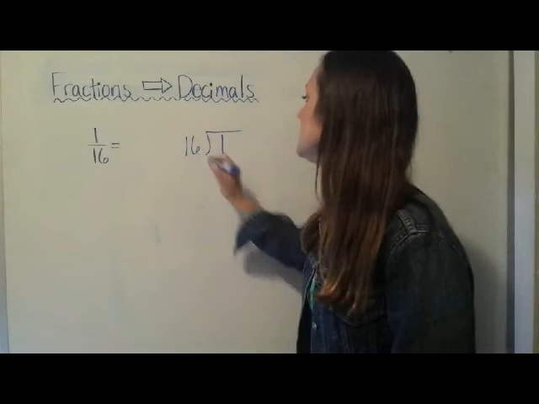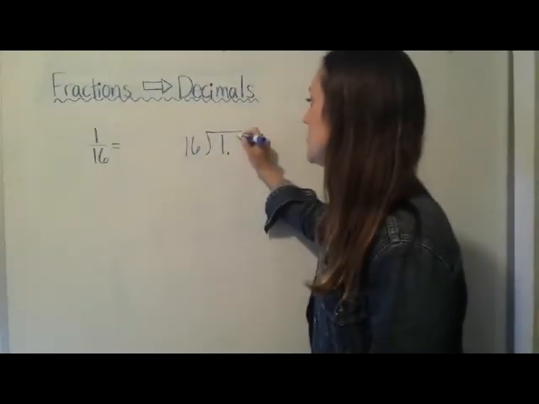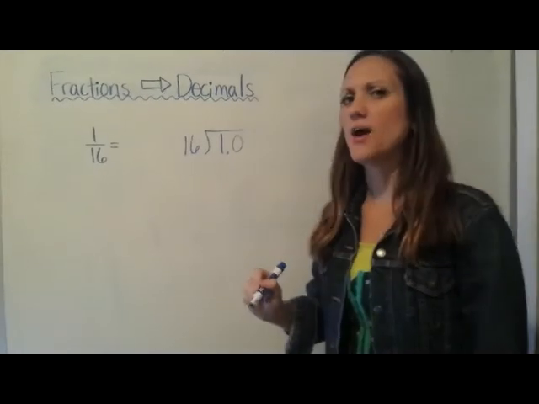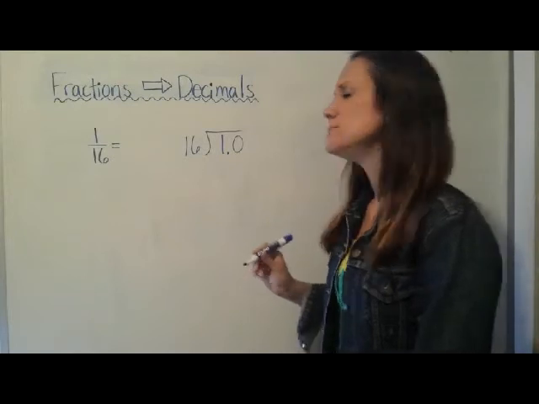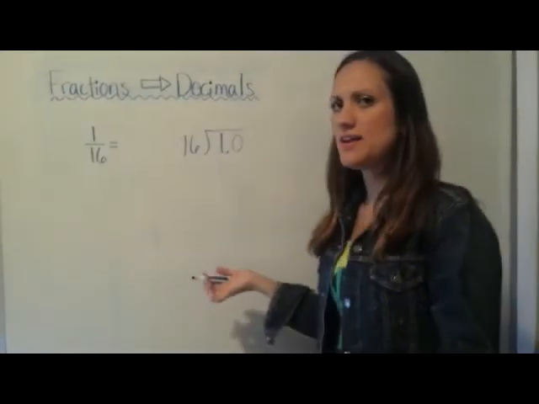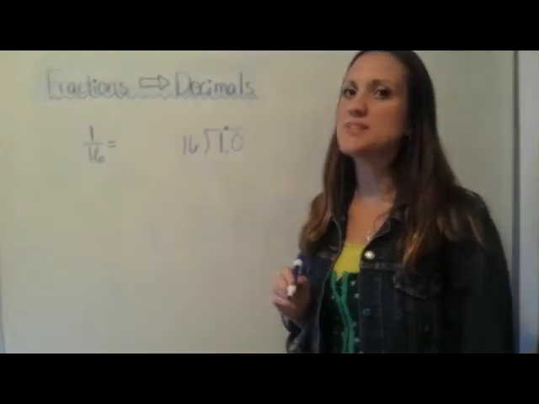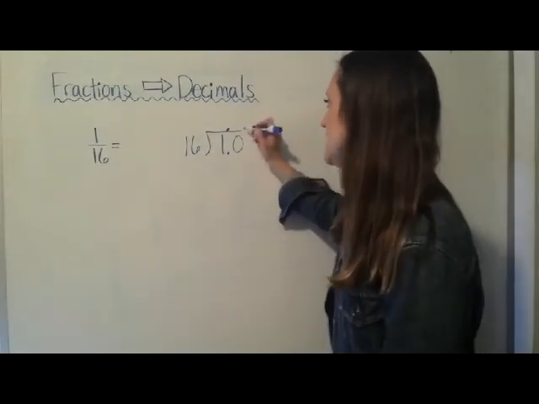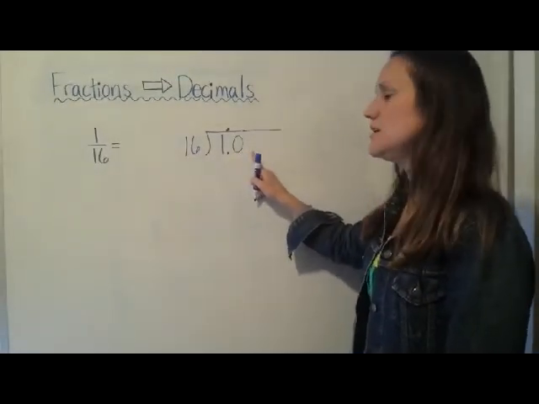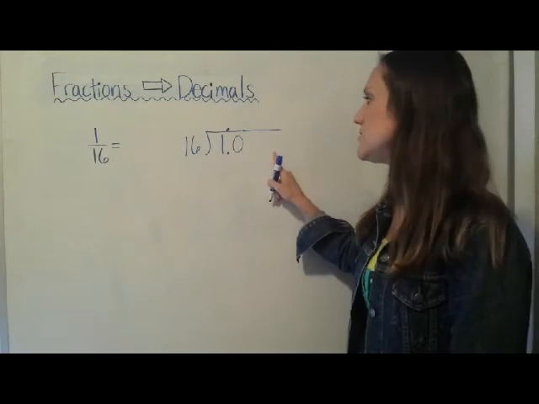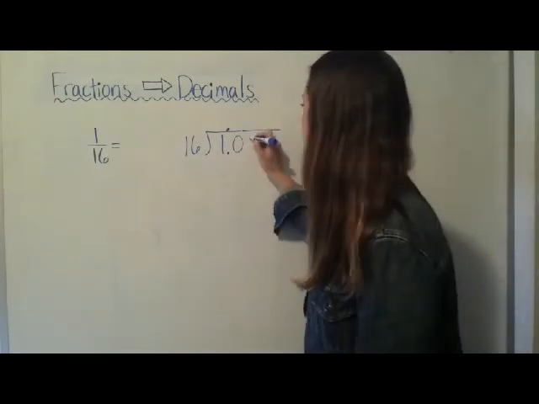16 on the outside. We know 16 will not go into 1, so we add a decimal and a 0. But what now? Will 16 go into 10? No. Can we do anything about it? Yes. We still bring our decimal up in the same position that it would be in the answer. This is still 1.000, isn't it still just 1? So we can add as many zeros as we need to.